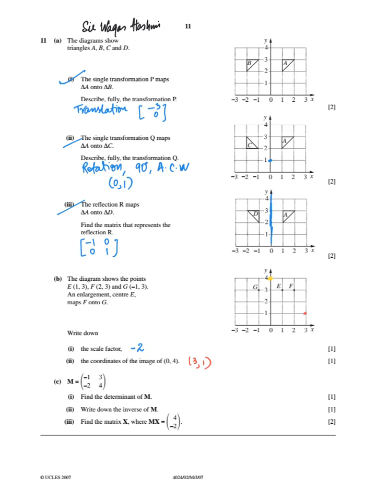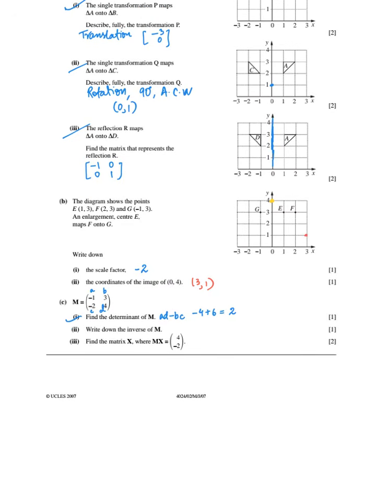After that, part C, M is -1, -2, 3 and 4. Find the determinant of M. So for the determinant, the working formula is AD minus BC. So if I apply the working formula, it's A, B, C and D. So AD means it's -4 minus plus 3 2s are 6, so the determinant is 2. Next, write down the inverse of M. So for the inverse, we need to find the adjoint first, right? And for the adjoint, we need to swap the places, so that will be 4 minus 1 minus 3 and positive 2.